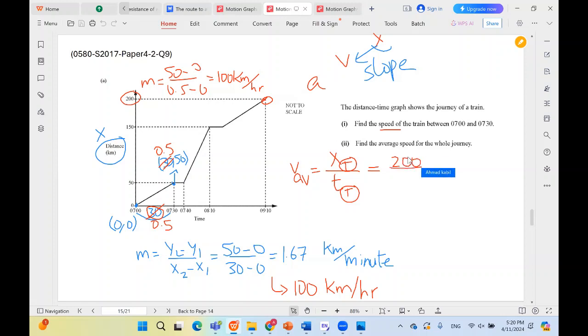And then the time is from 7 to 9:10. If we want to write it in hours, we can write the time as 2 hours plus 10 minutes. And then we can divide this by 60 to convert it to hours. So 10 over 60 is 1 over 6. So this becomes 200 divided by 2 plus 1 over 6. And now it's in hours. We can calculate 2 plus 1 over 6.